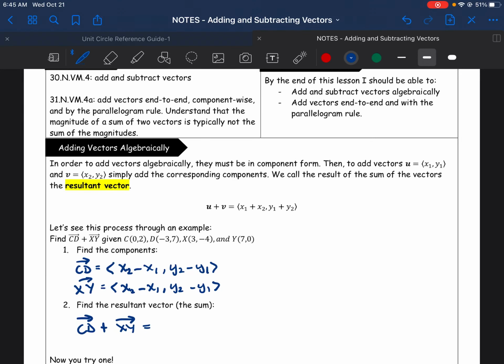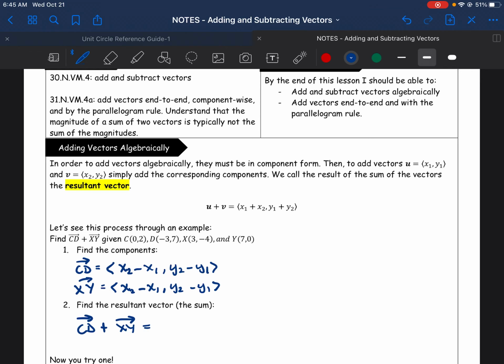In today's video, we're going to be looking at how to add and subtract vectors, both algebraically and graphically. By the end of this lesson, we should be able to add and subtract vectors algebraically and add vectors end-to-end with the parallelogram rule. Alright, let's go ahead and get started.